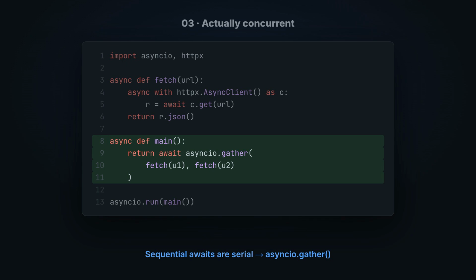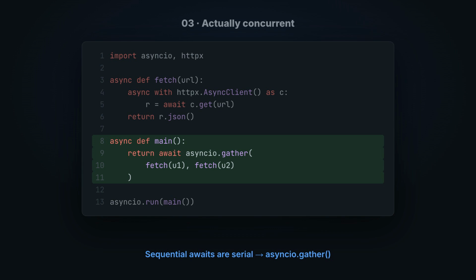Here's the misconception to kill. Await does not mean run this in the background. Await means pause right here until this one finishes. To actually run things at the same time, you launch them all first, then wait for the whole group. That's what asyncio.gather does. You hand it several coroutines, it schedules them onto the loop together, and while one is paused on input-output, the others make progress. 2 requests that each take 1 second now finish in about 1 second, not 2.